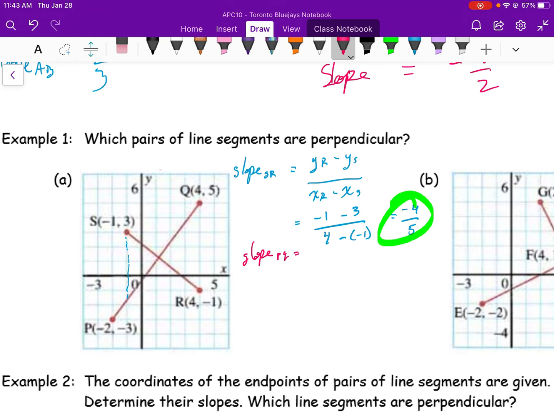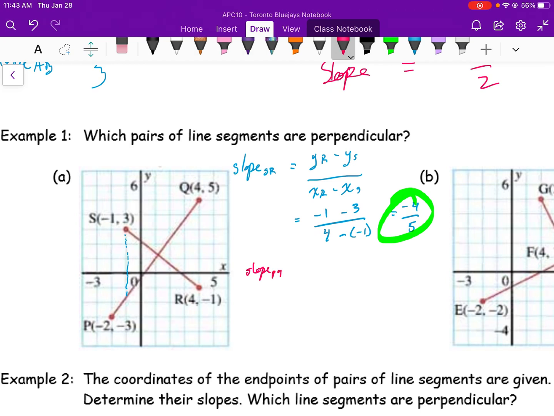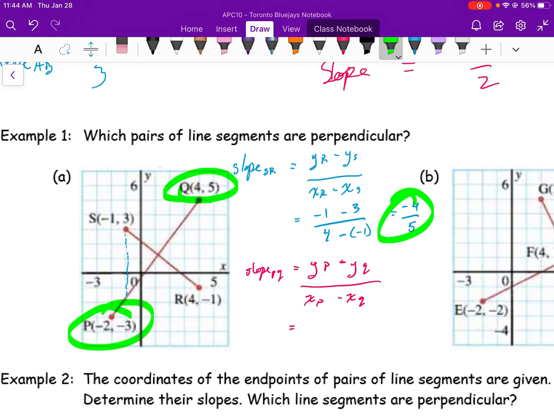So the slope of PQ is going to be y of P minus y of Q divided by x of P minus x of Q. When I'm doing this, there's P, there's Q. The y of P is -3 minus 5, divided by the x of P, which is -2, minus 4. And what I get is 8 divided by 6, or 4/3.